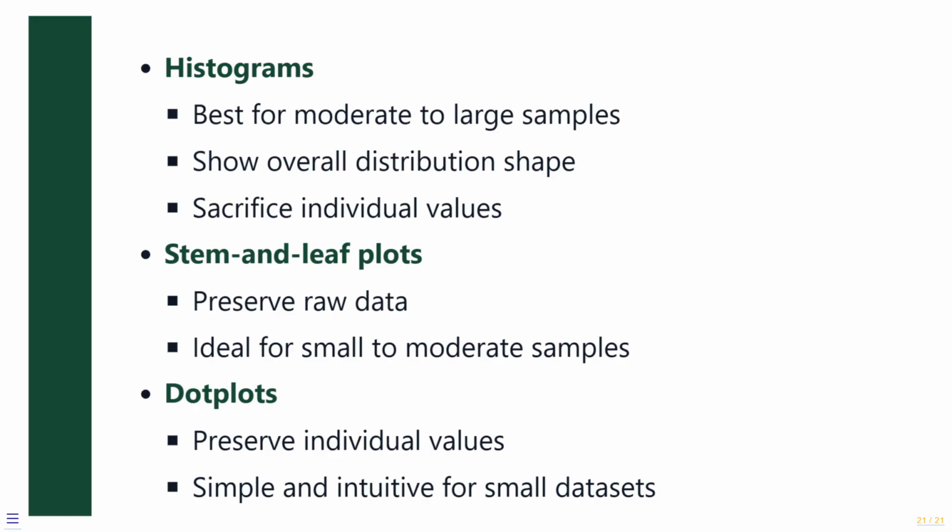To recap, histograms reveal the overall shape of a distribution and are most useful for moderate to large samples. They sacrifice individual data values to provide a smooth picture of the distribution. Stem and leaf plots preserve actual data values and work well for small to moderate samples. They quickly show the shape and allow you to recover the raw data. Dot plots also preserve individual values and are easy to interpret for small data sets. They can handle discrete counts and continuous measurements.